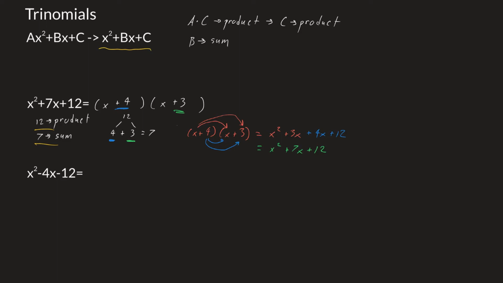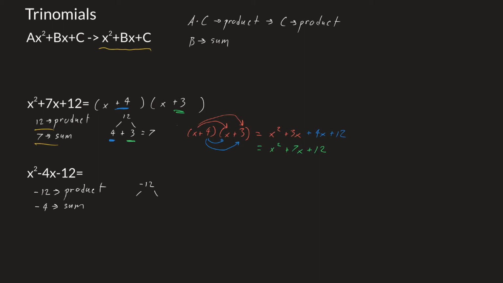X squared minus 4x minus 12. Well, now I am looking for a product of two numbers that give me negative 12. Okay, that's our product. And the sum of those two numbers should add up to negative 4. So again, I'm going to do my tree here, negative 12. Well, 4 and 3 seem to work, but 4 and 3 added together gave me 7. That's not what I'm looking for.